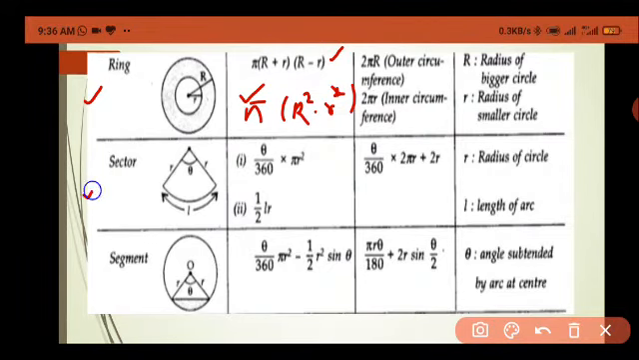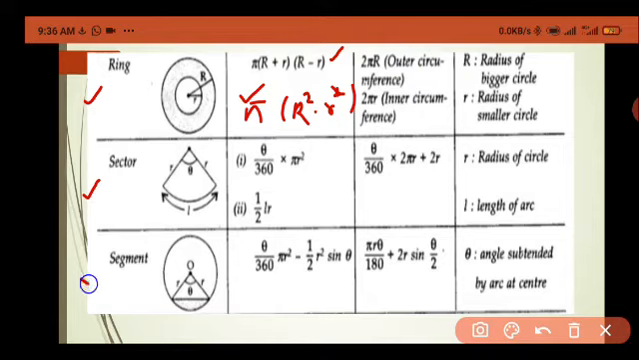Next is sector. The area bounded by 2 radii and 1 arc is known as sector, and in the sector some angle also is there, that is theta. So what is the area of the sector? Theta by 360 into pi r square. And one more formula is there, half into L into r. What is L? The length of the arc. And perimeter is theta by 360 into 2 pi r plus 2r.